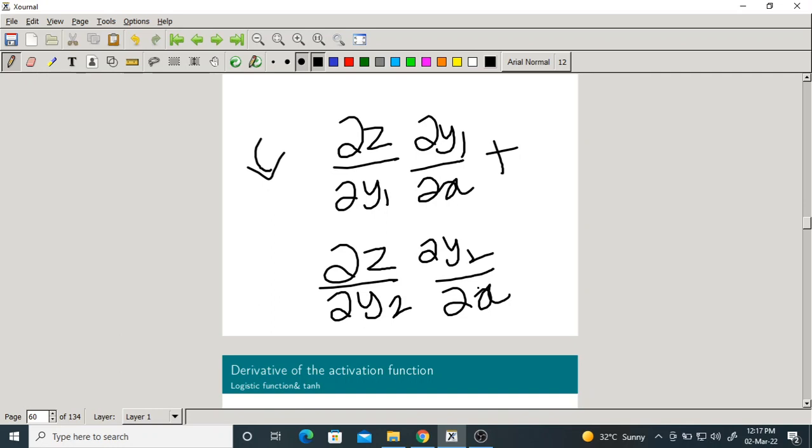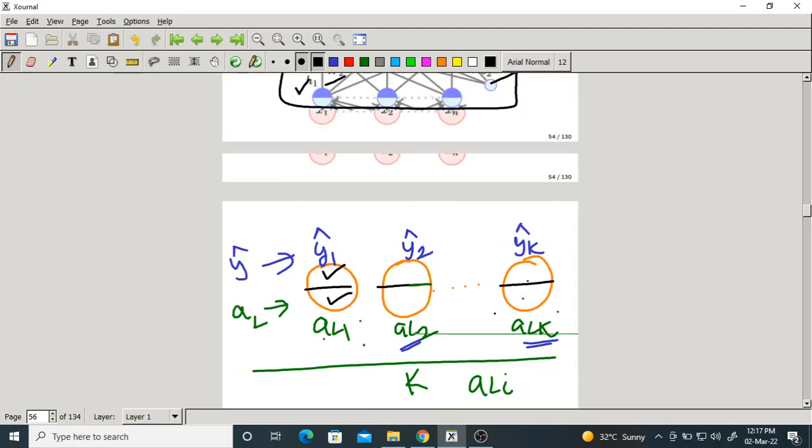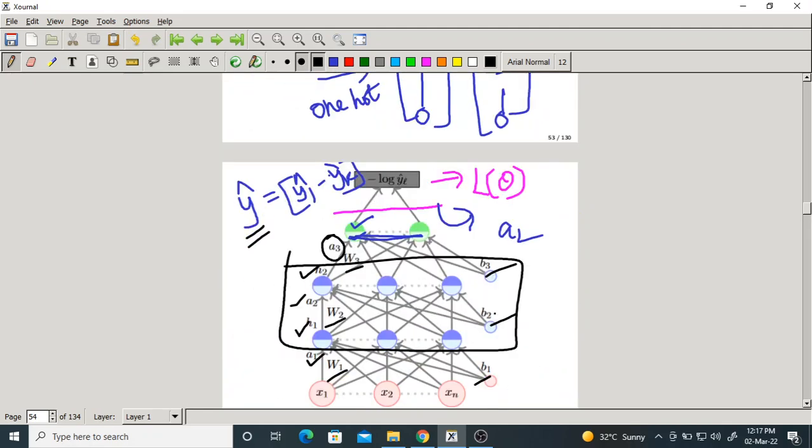Already we have done this in the problem also. In the problem also there are multiple paths, right? So here in this example, how to get from this to this? Multiple paths, right? So in that case you have to add the chain rule terms.